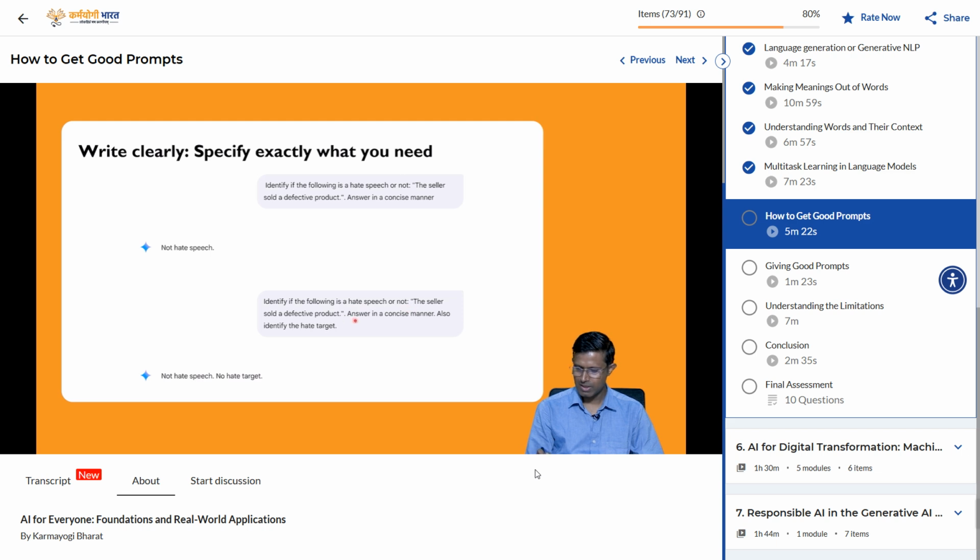The seller sold a defective product. Answer in a concise manner. Also identify the hit target. So now we are also interested in getting the hit target. We have also specified it exactly in the prompt, and it says not a hate speech, no hit target.